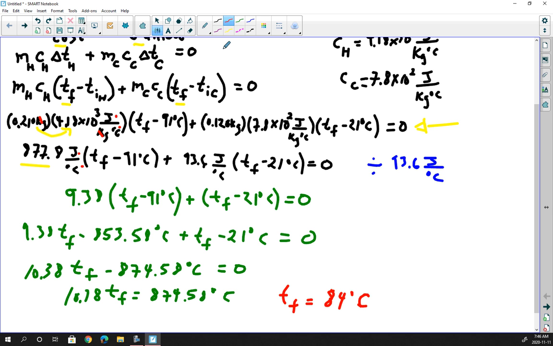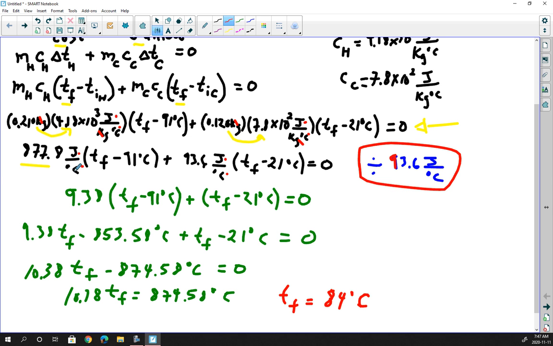Same thing here. I do some distributive multiplication. I multiply that into here. And notice once again that the kilograms cancel. So all I'm left with is joules per degree Celsius. There it is. So I multiplied in there. What do I do next? Well, what I'm going to do next is divide both sides by 93.6 joules per degree Celsius to simplify this equation. So I went 877.8 joules per degree Celsius divided by the 93.6 joules per degree Celsius, and the units completely cancel out.